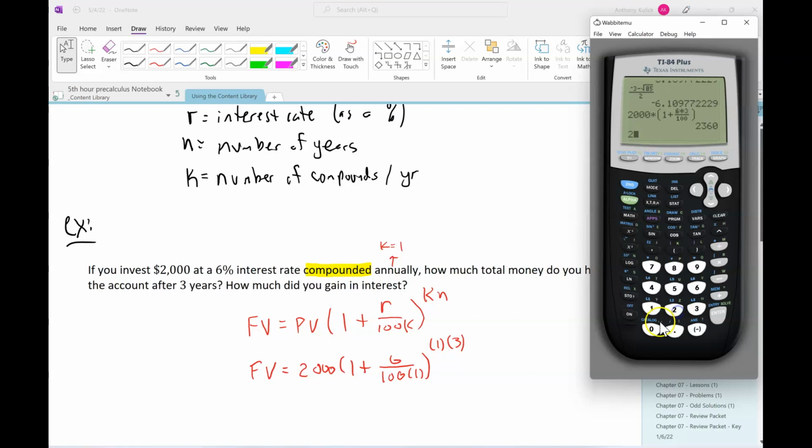We can do that. 2,000 times 1 plus 6 over 100. I'm not going to put in the times 1 because I think we all know that part doesn't really matter. Everybody's cool with that? So we get $2,382.03.